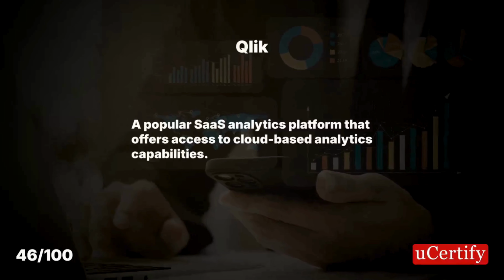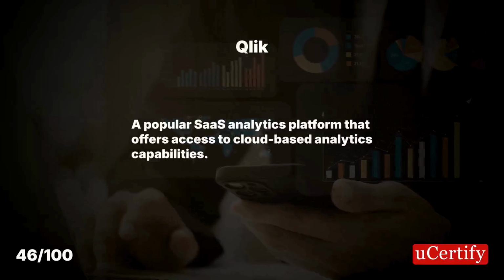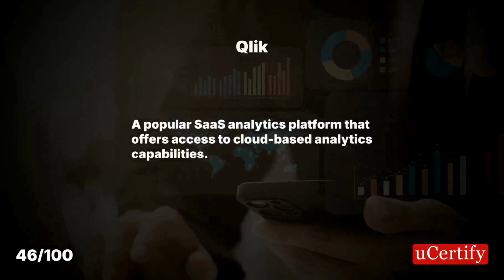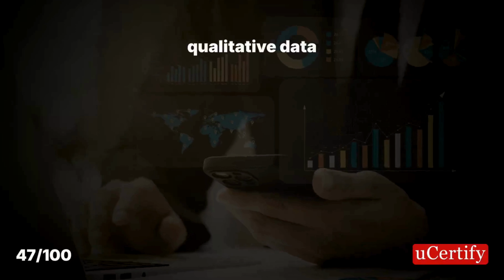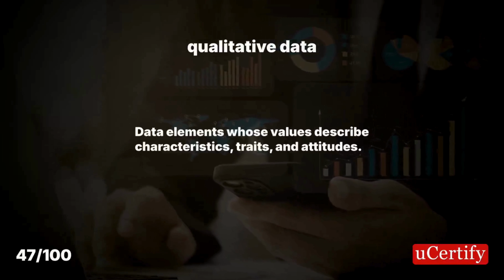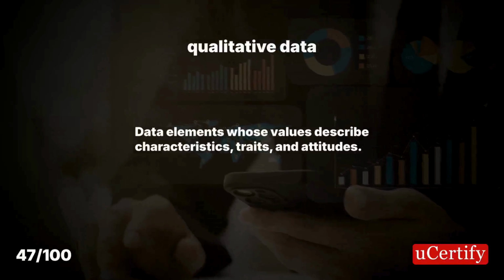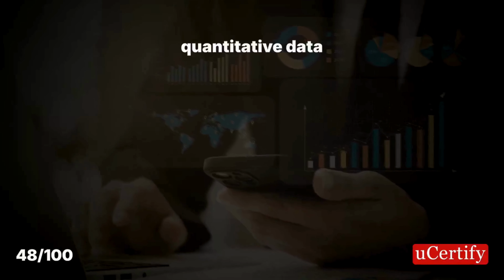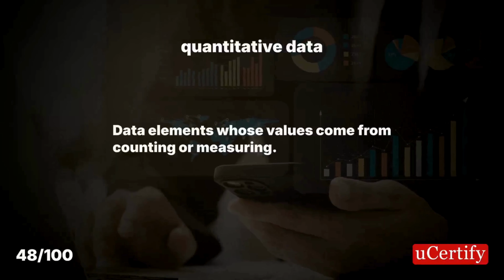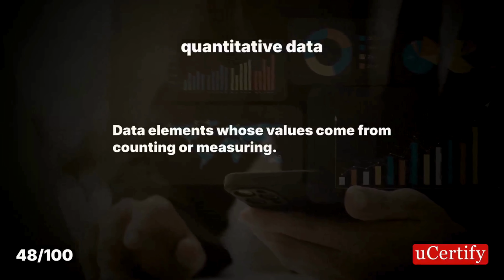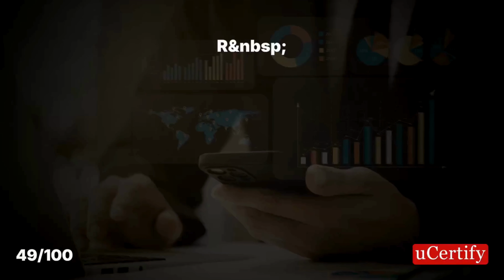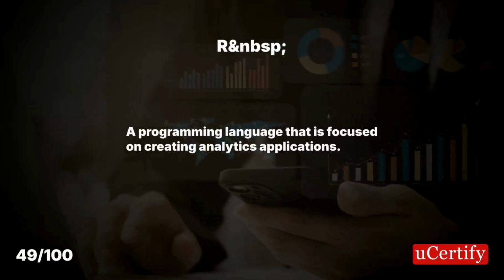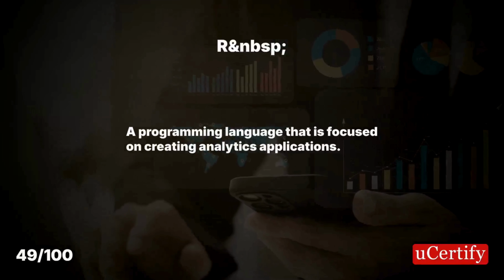Term: Qlik. Definition: a popular SaaS analytics platform that offers access to cloud-based analytics capabilities. Term: qualitative data. Definition: data elements whose values describe characteristics, traits, and attitudes. Term: quantitative data. Definition: data elements whose values come from counting or measuring. Term: R. Definition: a programming language that is focused on creating analytics applications.